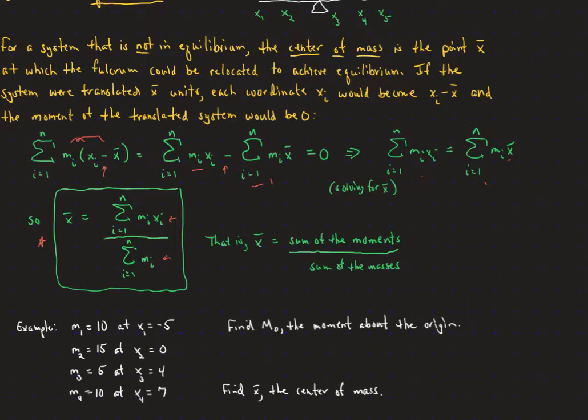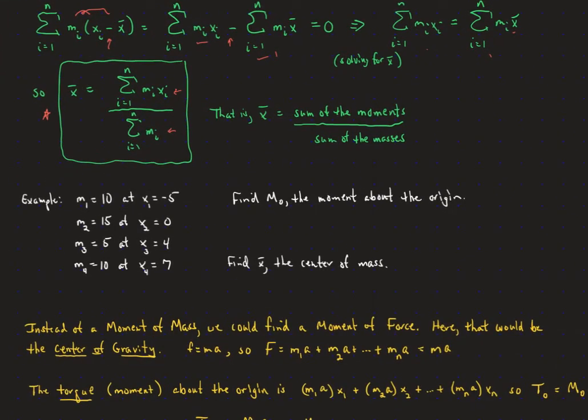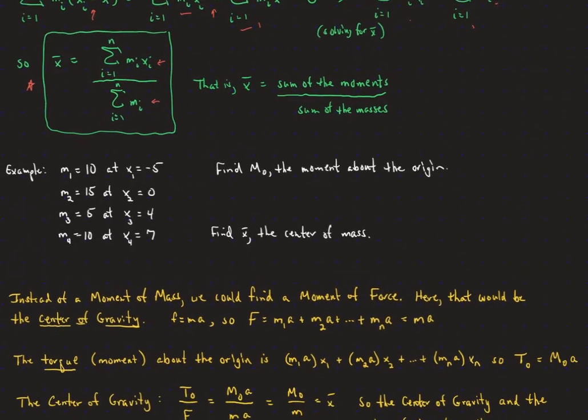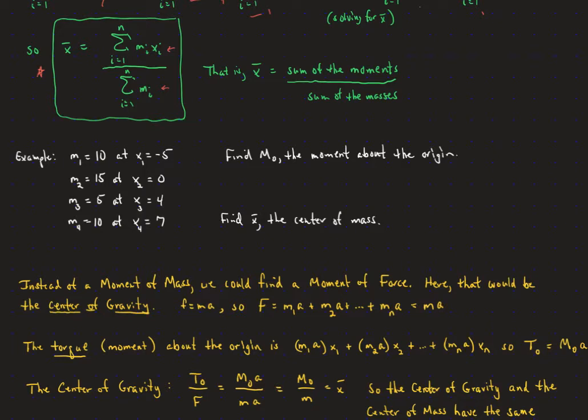Okay, let's see how that actually works in practice. So here is our example. We've got M1, which is a mass of 10, and it is at -5, so that means it's left of the origin. And M2 is 15, and that's right at the origin, right at the fulcrum. And M3 is 5, and it's 4 to the right.